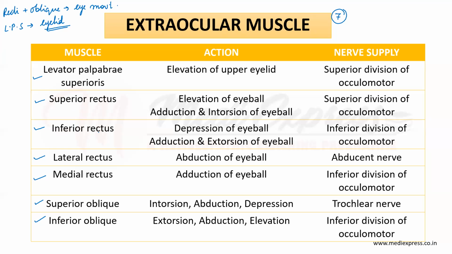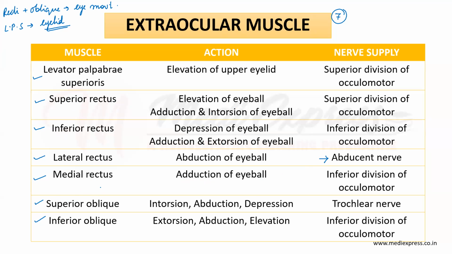Now, inferior rectus helps in the depression of the eyeball. It is just opposite to the superior one. Superior rectus: elevation of the eyeball. Inferior rectus: depression of the eyeball. Superior rectus helps in the intorsion of the eyeball, inferior rectus in the extorsion of the eyeball. Adduction is the same. Coming to the lateral rectus, it helps in the abduction of the eyeball, whereas medial rectus helps in the adduction of the eyeball. Lateral rectus is supplied by a different nerve, the abducent nerve. Medial rectus, as already said, is supplied by the inferior division of the oculomotor nerve.